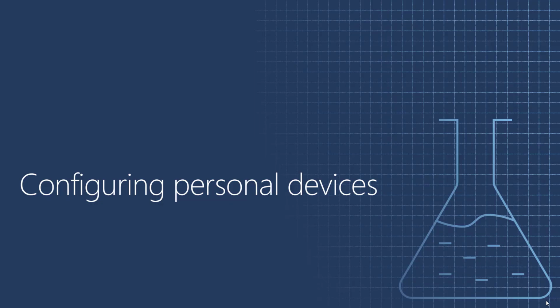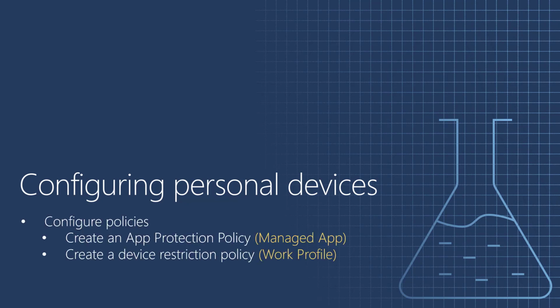We have seen the end user experience for using managed apps, as well as accessing corporate resources with mobile device management, or MDM. We'll now take a look at the configuration steps for enabling these management experiences for personal devices. In this walkthrough, we'll cover creating an app protection policy for the managed app scenario, creating a device restriction policy for devices enrolled with the personally owned with work profile enrollment option, and finally, we'll deploy a managed Google Play app for the devices enrolled with work profile.